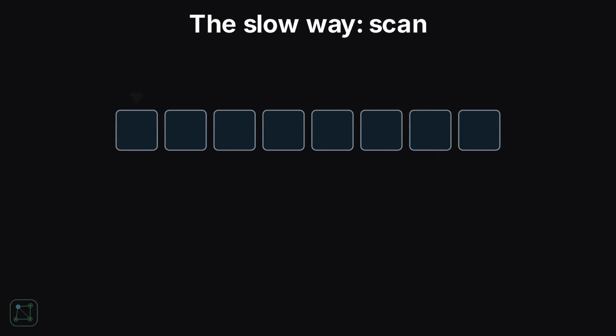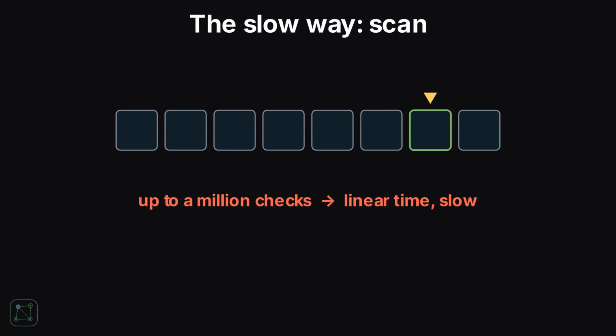Start with the obvious approach. You have a list of items, and to find one, you check the first, then the second, then the third, scanning until you hit it. If there are 1,000,000 items, that's up to 1,000,000 checks. We've seen this before. It's linear time and it gets slow fast.